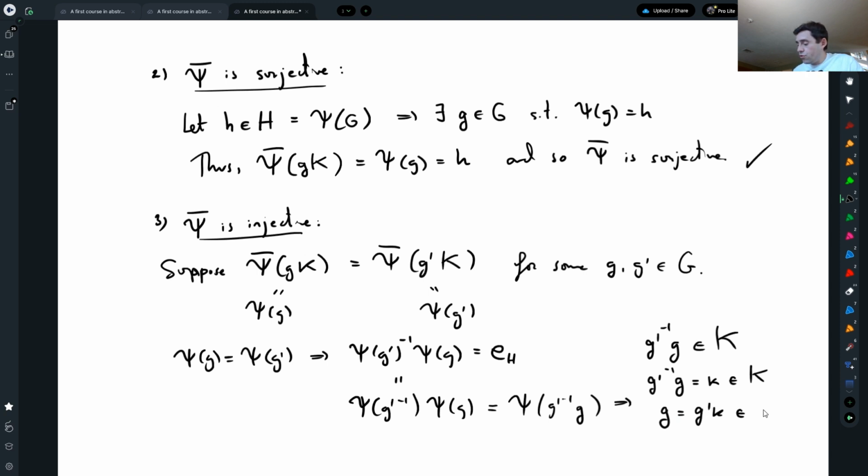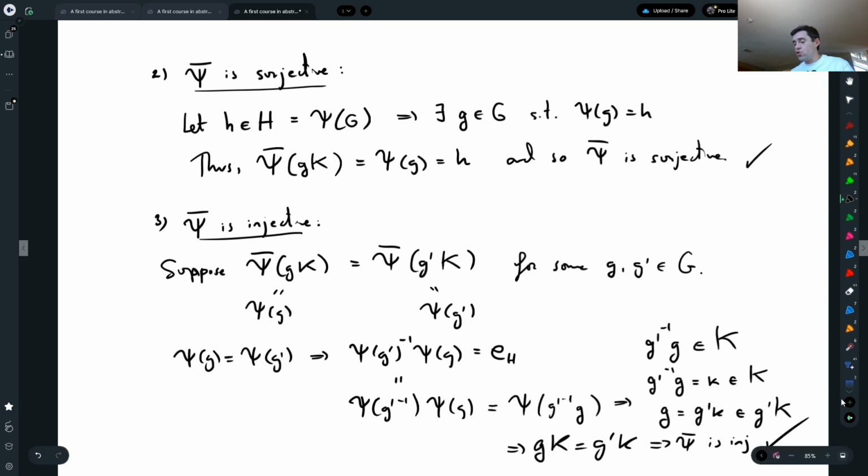So that belongs to G prime K. But when one generator of a coset is in the other coset, then the cosets are the same, because we proved that cosets are either exactly the same or completely disjoint. So what that says is that the cosets GK and G prime K are exactly the same, and therefore psi bar is injective, which is what I wanted to check.